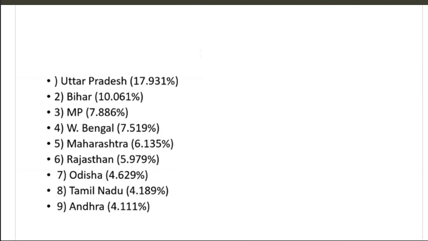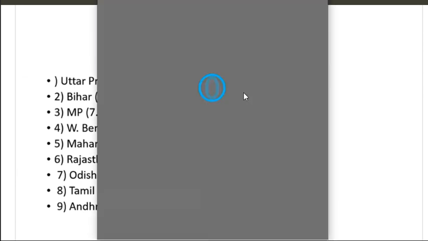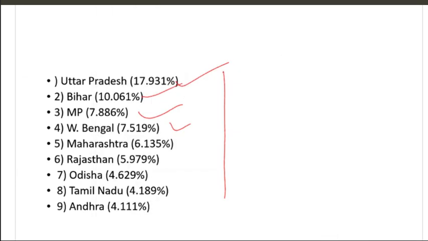These are the shares. See, this is the share. Uttar Pradesh tops because population is a significant percent in that. Next, this is Bihar, MP. Remember this.